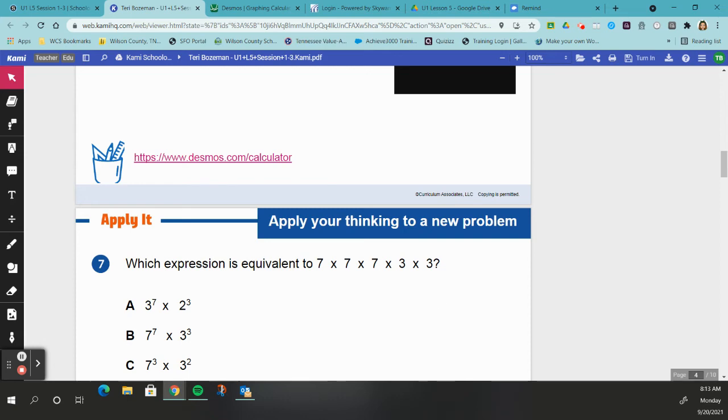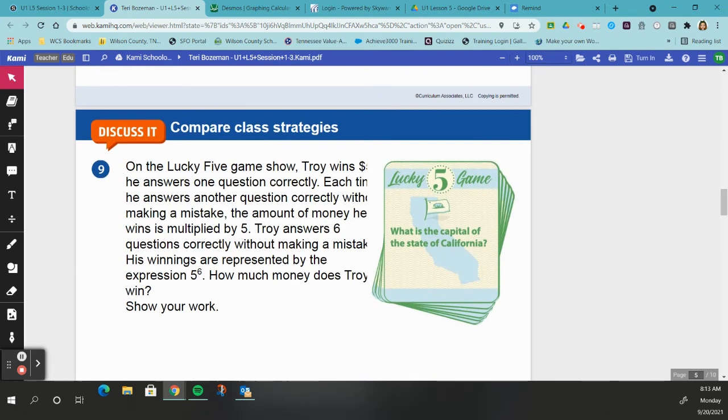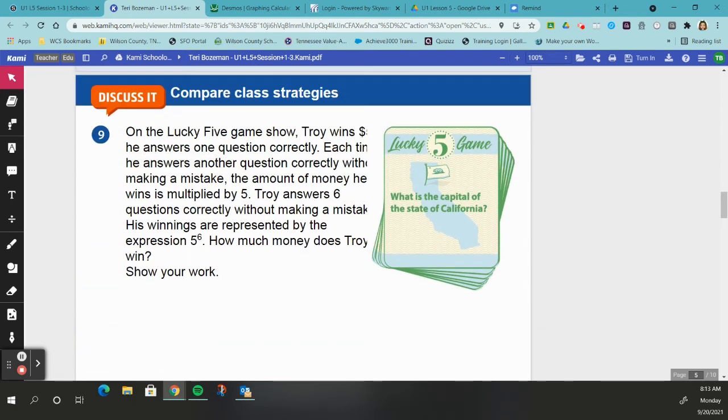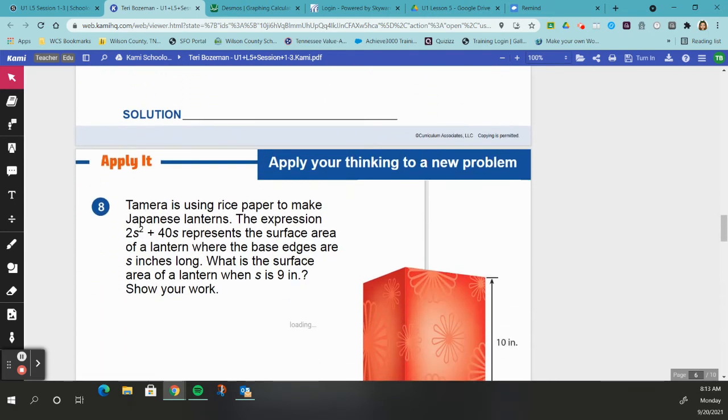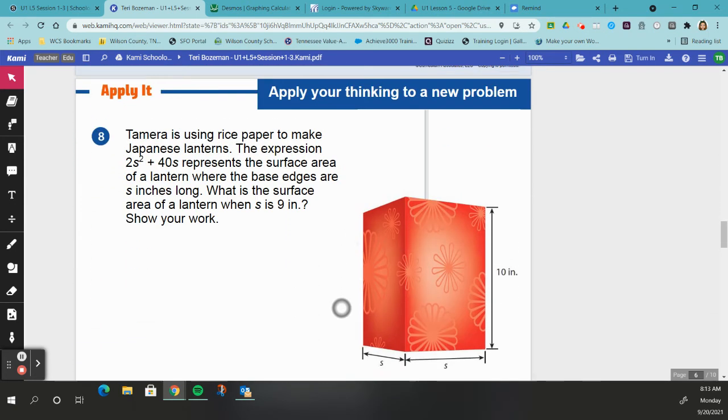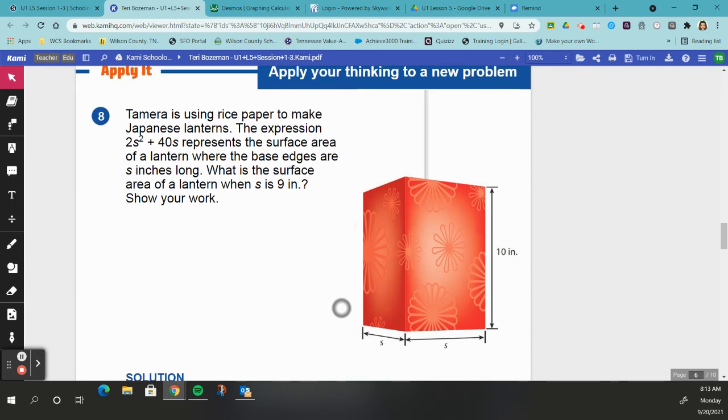So with this, our answer for this question was $15,625. That is how much he would have won by answering 6 questions in a row correctly without any mistakes. This next group of apply problems, I would like for you to try on your own before you follow along with me, just to get some practice in, and then come back and watch the video.